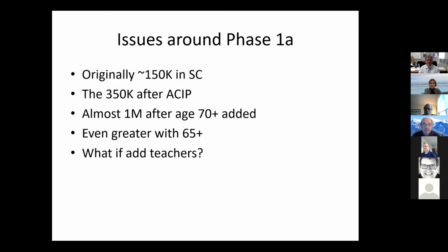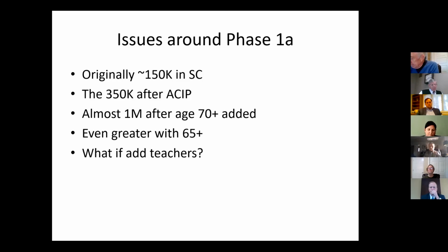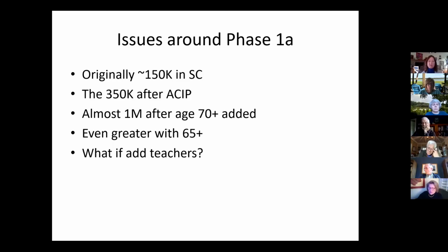I don't know what it means to have added age 65 plus, because it's not just how many people age 65 to 70 were added. You know, there's some overlap. Some of those people who are 65 and over are also workers in healthcare settings. They may be people in long-term care facilities. So I don't know the numbers, but it adds more. What if we add teachers? Well, I can certainly appreciate the perspective of teachers who are scared to go back to school.